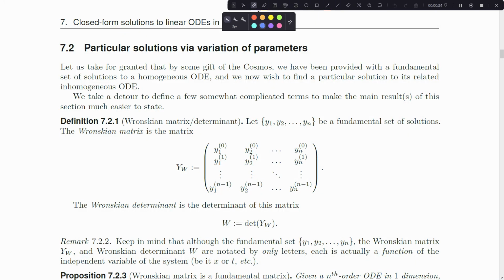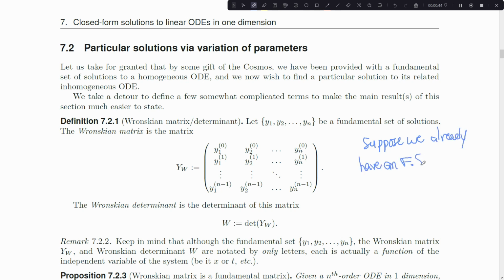So by that, what I mean to say is, suppose we already have an FSS. We're going to find out how to find these later, but for now, let's just assume that we actually have one. And given that we have one, can we find YP? So an FSS is going to give us YH. We already know that from the previous section. So the FSS and YH in many ways are one and the same thing. So fundamental set and the general homogeneous solution are kind of the same thing. Can we find YP? So given a fundamental set, how easy is it to find a particular solution?